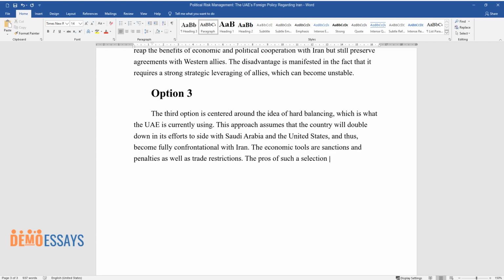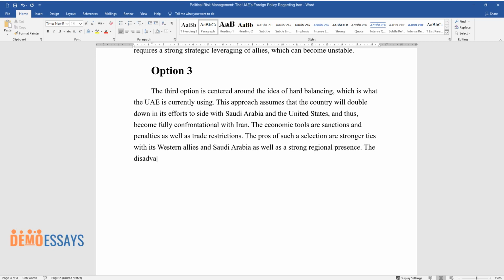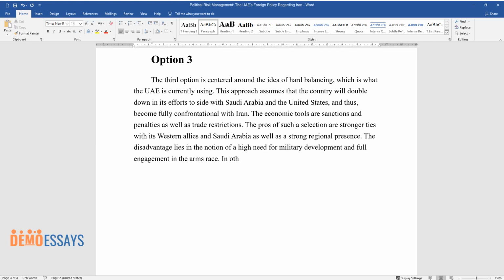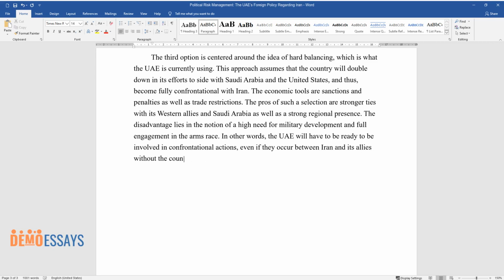The pros of such a selection are stronger ties with its Western allies and Saudi Arabia as well as a strong regional presence. The disadvantage lies in the notion of a high need for military development and full engagement in the arms race. In other words, the UAE will have to be ready to be involved in confrontational actions, even if they occur between Iran and its allies without the country's impact.